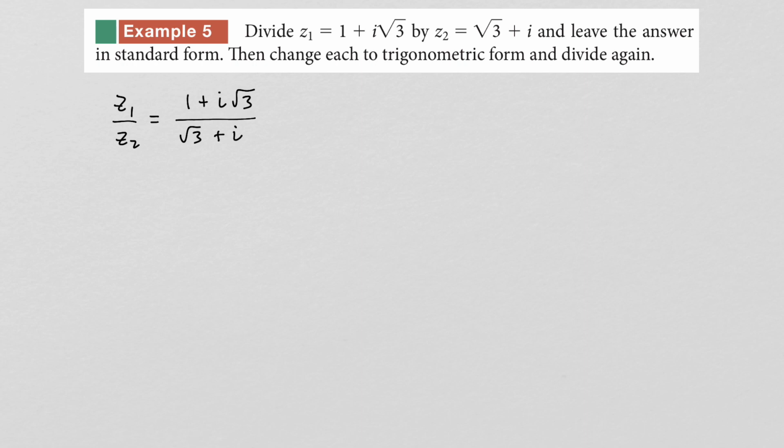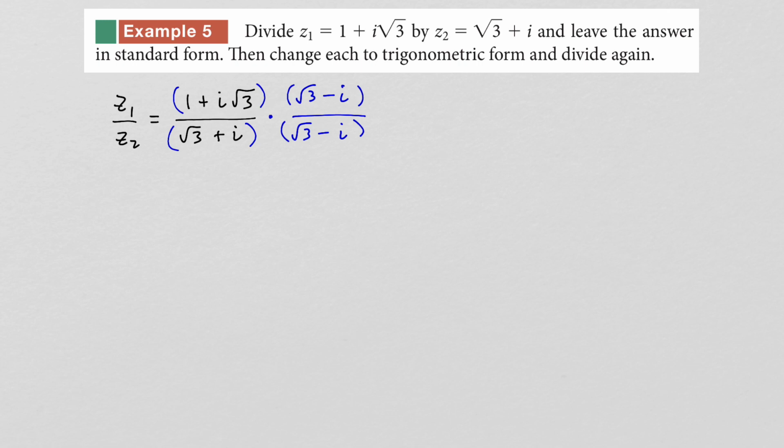So to do this, you need to remember that when you divide complex numbers, you actually don't divide. You're going to multiply the top and bottom by the conjugate of the denominator. So that would be radical 3 minus i. We have to do that to both the top and the bottom.